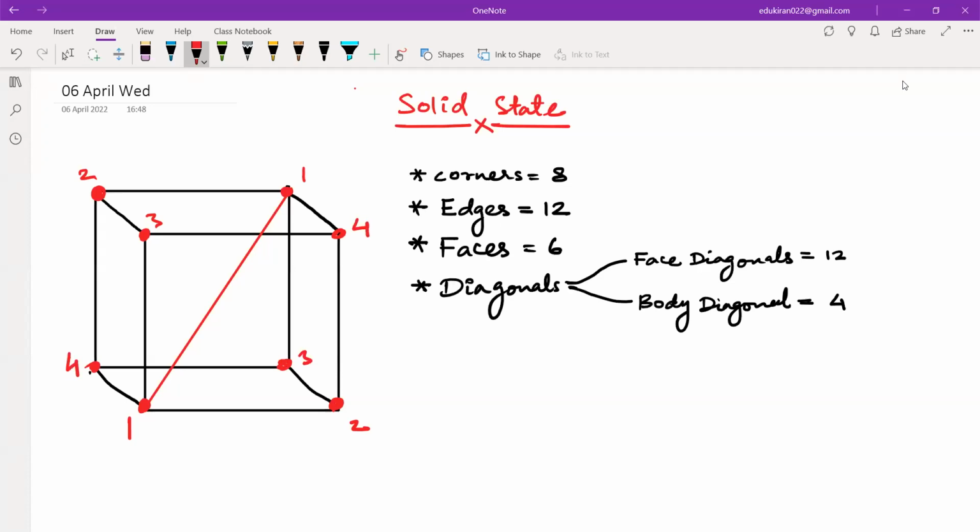So if you join the 2 2, then you will get the second diagonal. If you join the 3 3, you will get the third diagonal. If you join the 4 4, you will get the fourth body diagonal. So there are 4 body diagonals.